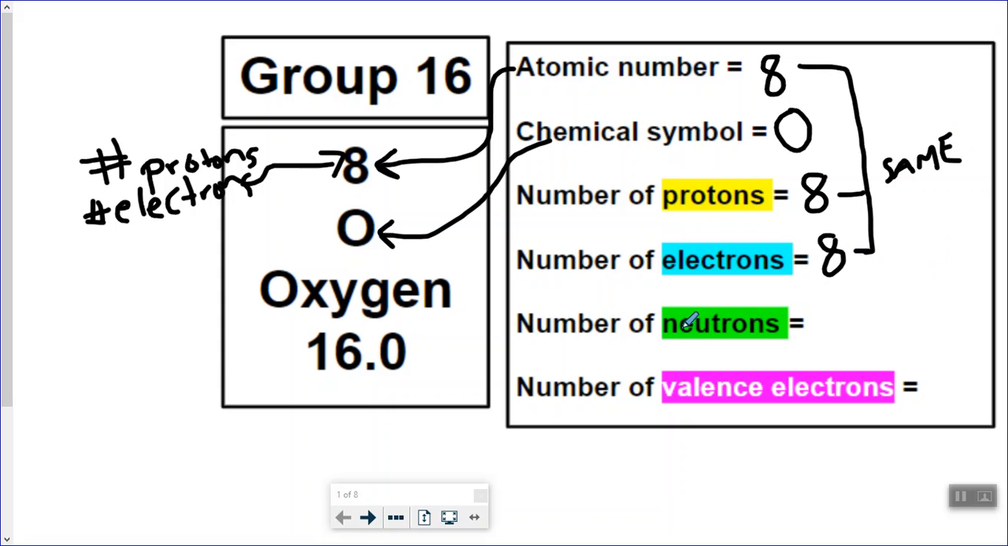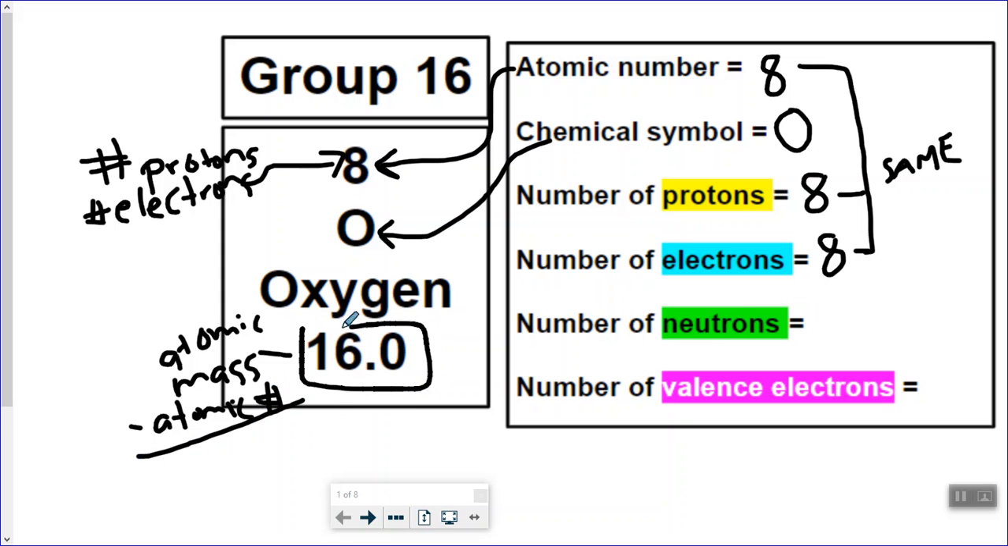Okay, number of neutrons. For number of neutrons, remember, you need to do this number. This is called the atomic mass. And then you need to do this number, atomic mass minus atomic number. So we have to do 16 minus the atomic number, which is 8. And that will give us 8 neutrons. 8 neutrons.